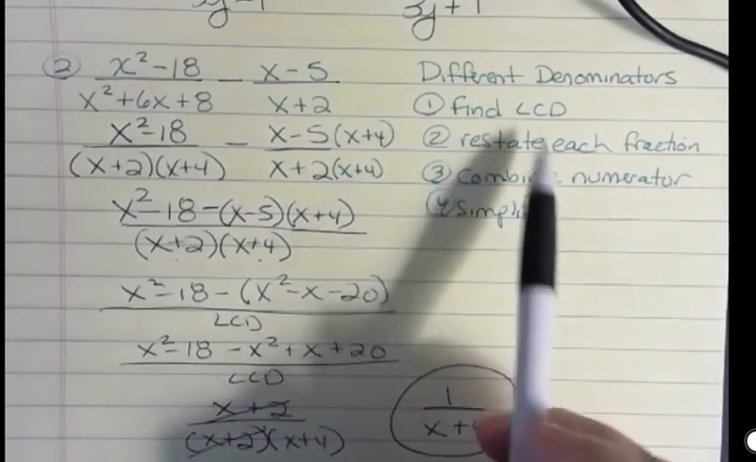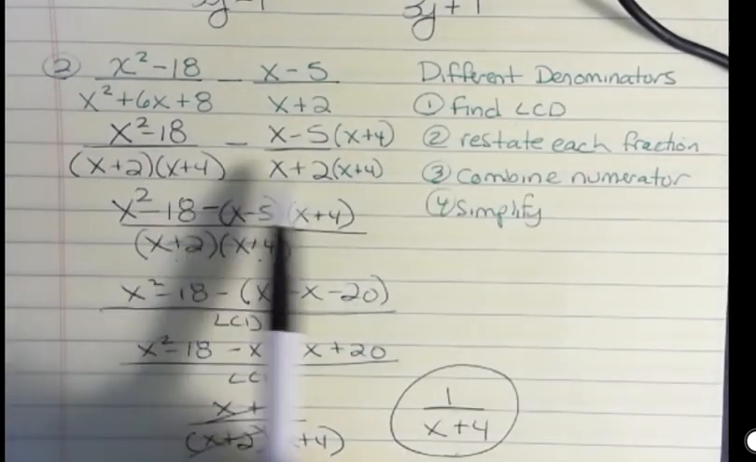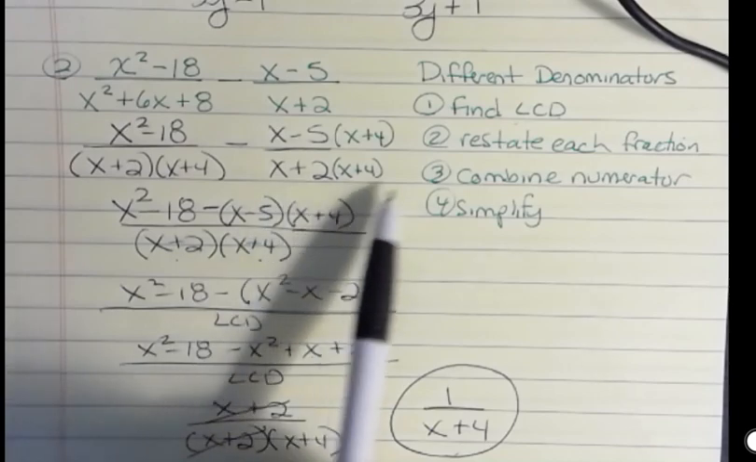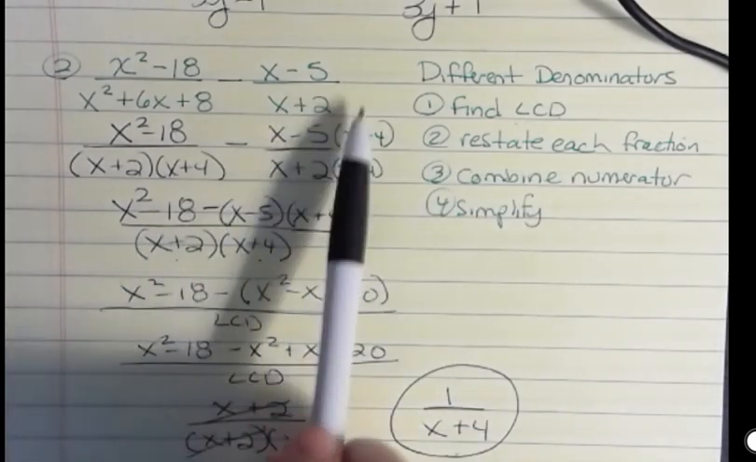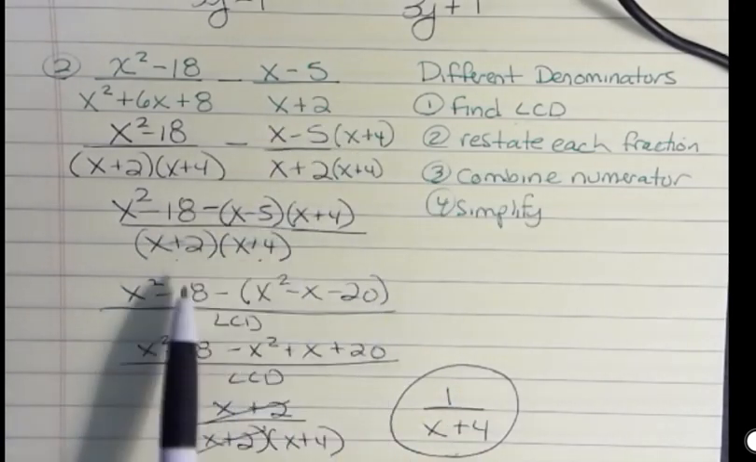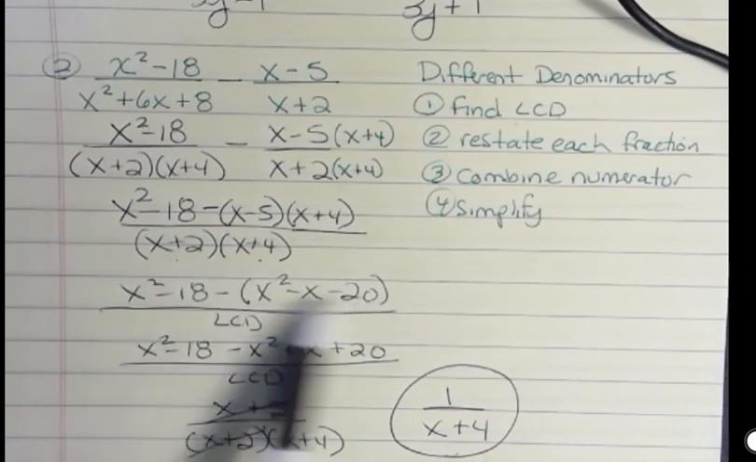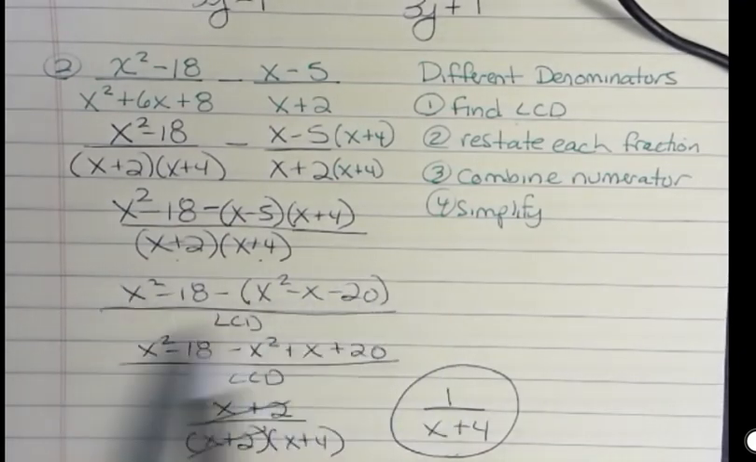So we found a least common denominator. We had to factor to do that. We restated the numerators by multiplying by what they were missing, if anything, and then we simplified that numerator and simplified the entire thing altogether.